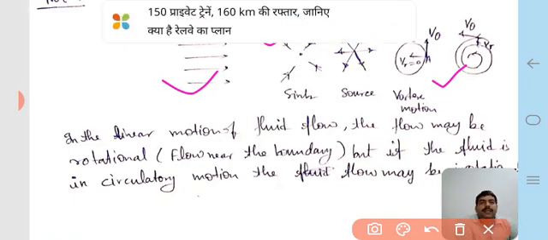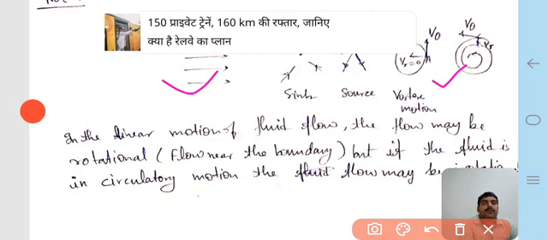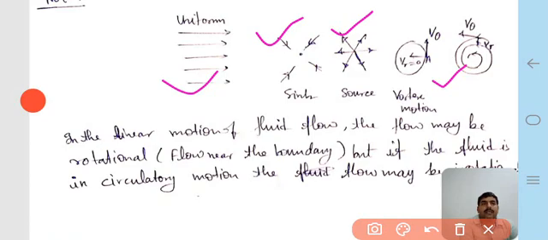In the linear motion of fluid flow, the flow may be rotational, but if the fluid is in circulatory motion, the flow may be irrotational. Now let's come to the example part.